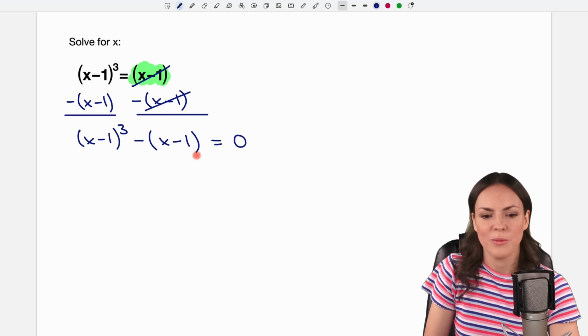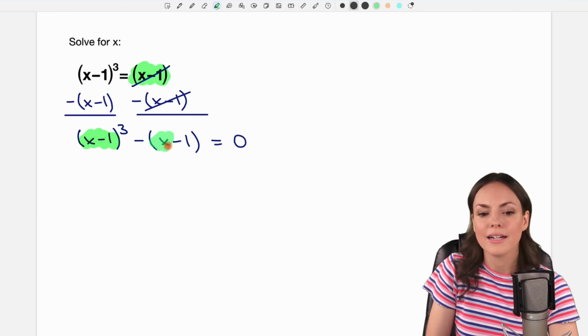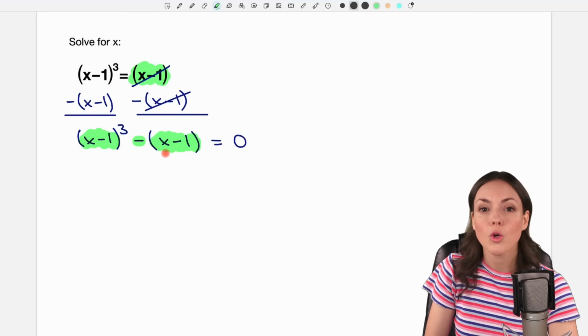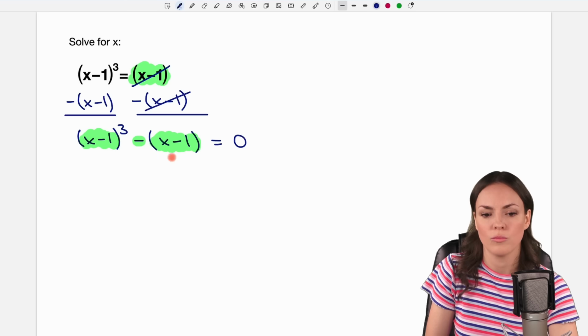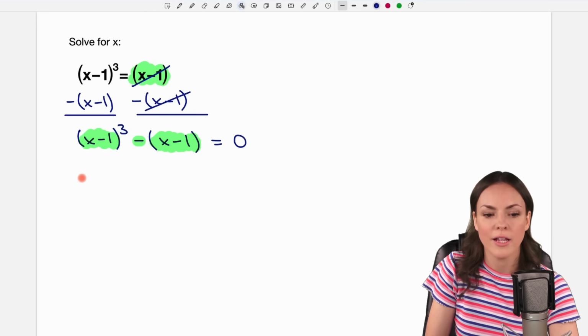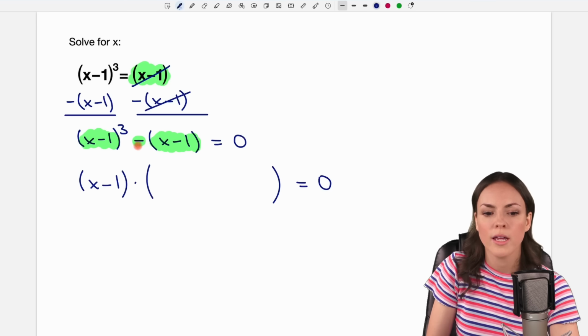Now everything with an x is on the left side, and we have x − 1 here and x − 1 here. In between, we have this minus, so we can factor out this x − 1 thing because it's in both parts. So let's do that. We factor out x − 1. And what is left in the parentheses then? On the other side, we have this 0. In between, we have the minus.